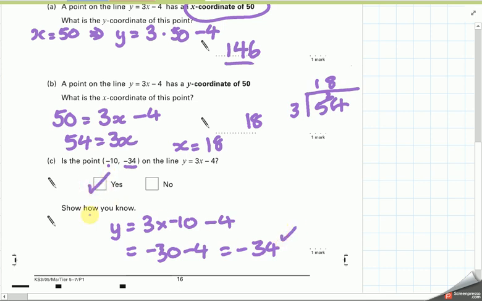Okay. You need to show, so you must show this. You can't just say yes or no. You must show substitution of x and that you get a y value out, and the y value should be equivalent. If you don't show those, you don't get the marks.